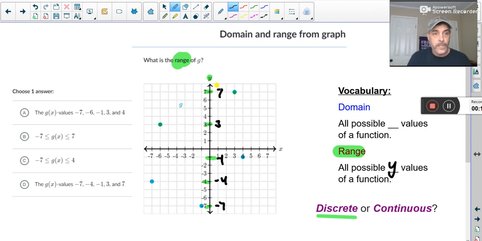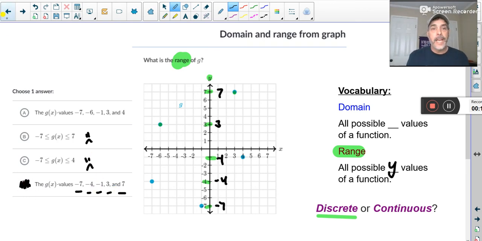3 and 7. This is a continuous looking answer. I know it's not going to be this answer because that's what continuous ranges look like. It's not that either. These are discrete values. I can clearly see a separation between their values. And as I look through, I see a -7, -4, -1, 3, and 7. So I know my answer choice is D.